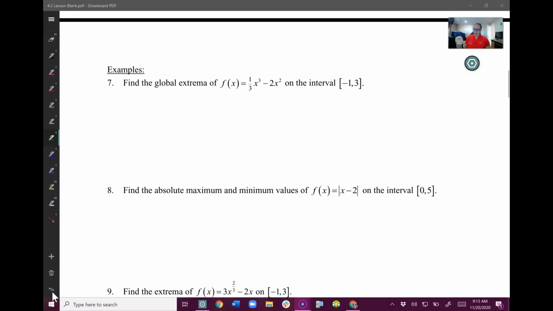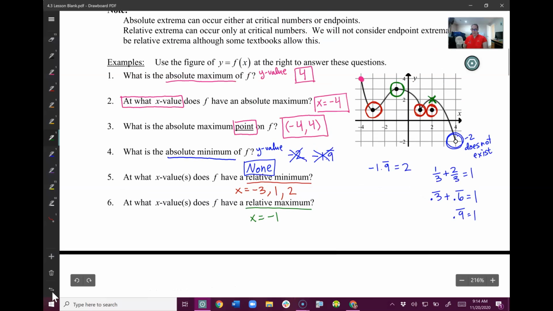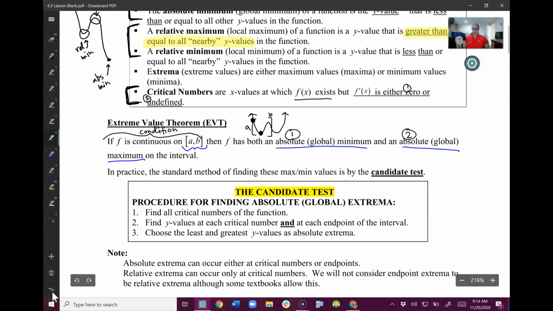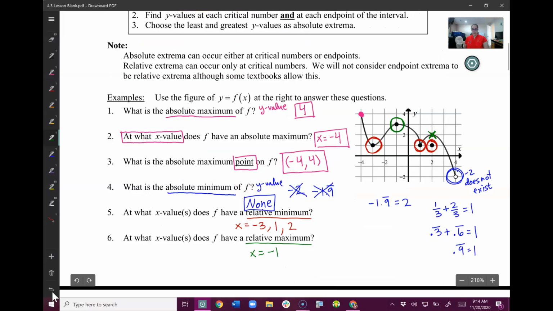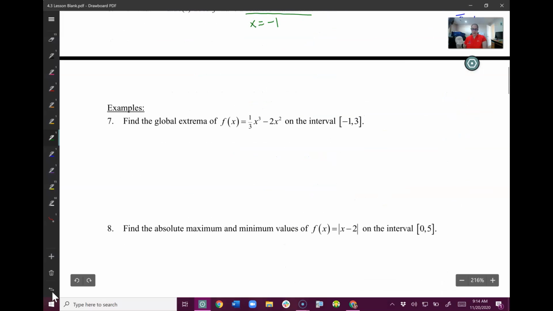Okay, let's continue on. Example number 7. Find the global extrema of this equation on this interval. So first off, let's check the extreme value theorem. Is f continuous on this interval? Well, this is a cubic, so that's not going to have any holes, it's not going to have any jumps, it's not going to have any asymptotes. So yes, we're going to say yes.